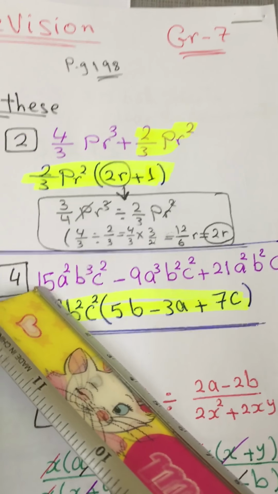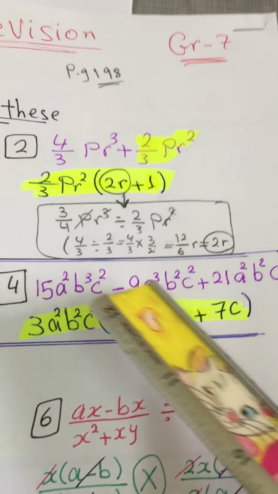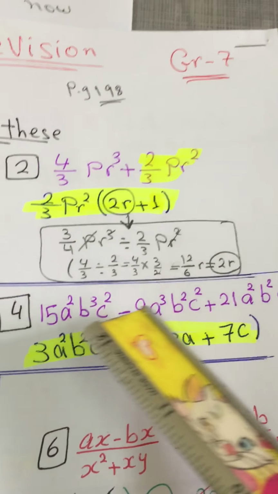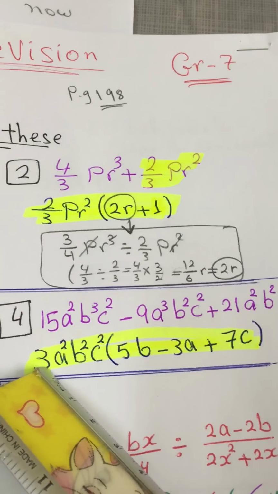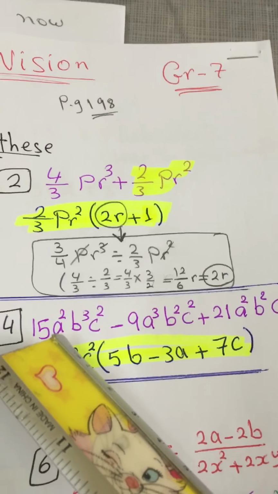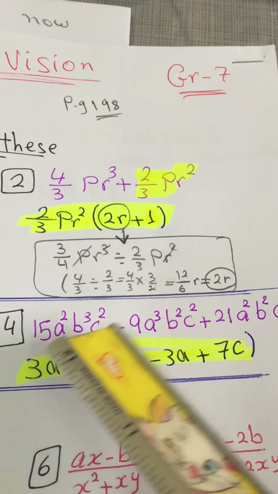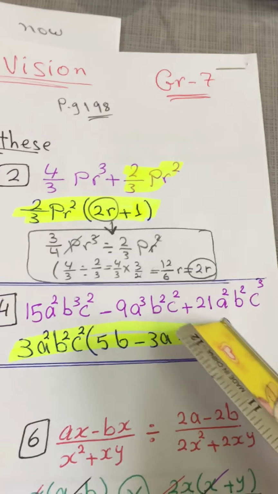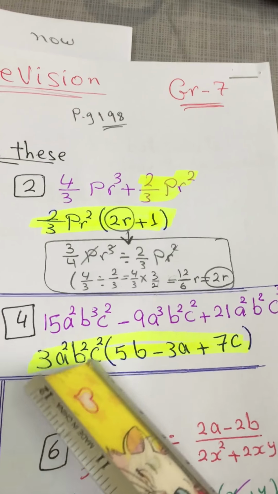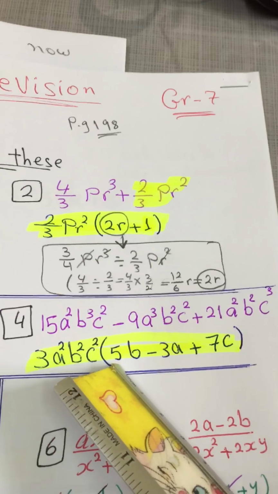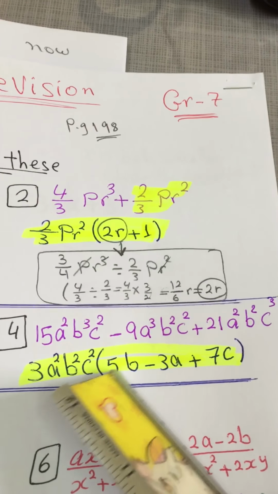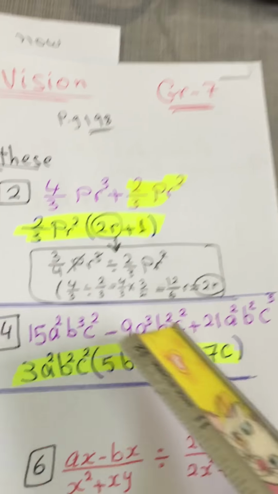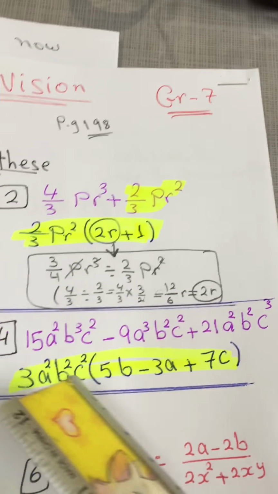I'll take a common factor between the numbers 15, 9, and 21. All of them have the same factor, which is 3, so I'll take 3 as a common factor. I have the variables a, b, c repeated in the 3 terms, so I'll take a, b, c as a common factor, each one of them with the least power. I'll take a squared, b squared, and c squared.